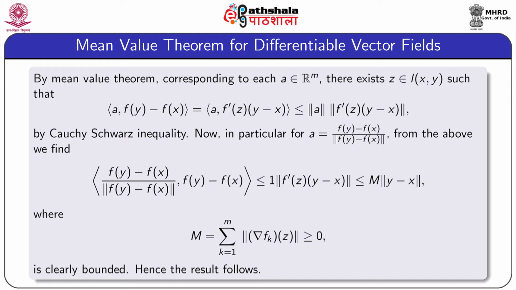Putting it in the above expression, we find that inner product of f y minus f x by norm of f y minus f x with f y minus f x is nothing but norm of f y minus f x, and it is less or equal to 1 times norm of f dash z y minus x, and that is also less or equal to M times norm of y minus x, where M is summation k equal to 1 to m norm of grad f k evaluated at z, and clearly it is non-negative. Moreover, M is bounded. Hence, the result follows.